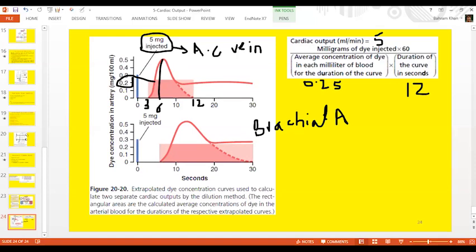What we are doing is injecting a dye in the antecubital vein, and then taking arterial samples from the brachial artery, right? Now, if we have any question, please let me know.